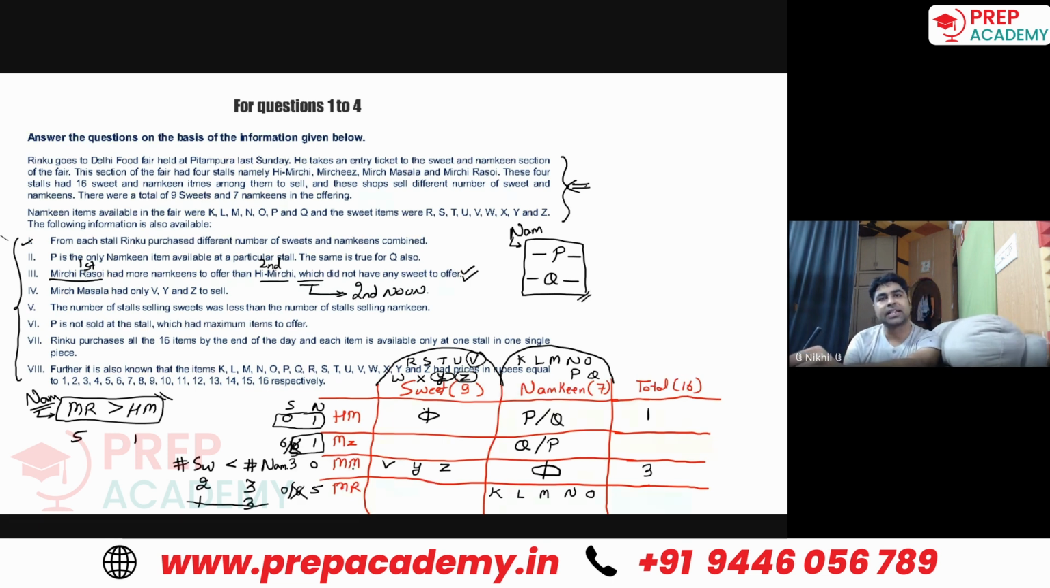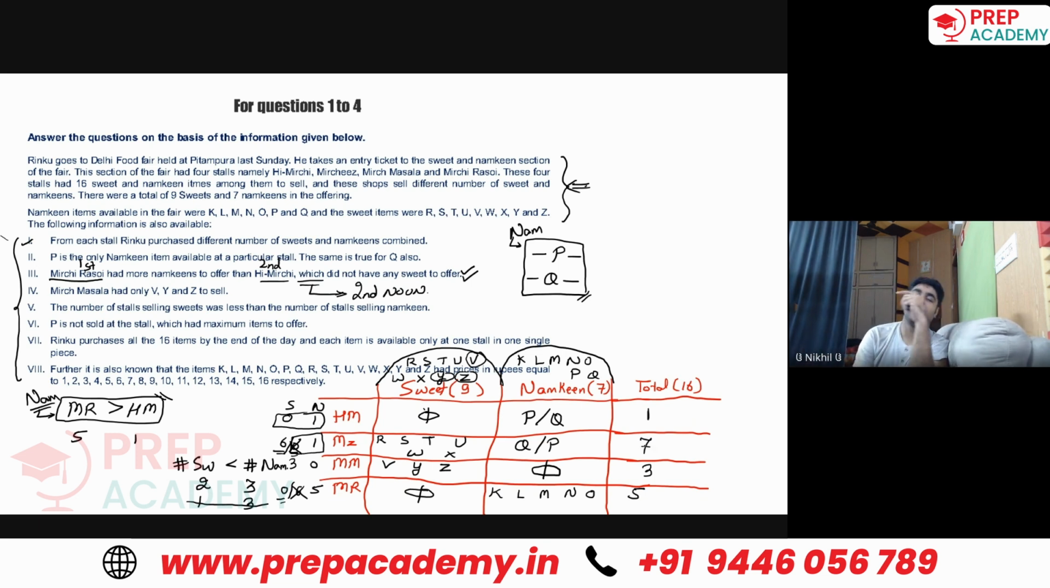So what will be the case? That this stall will have 0 items to offer as far as sweet items are concerned. So the number of items sold here would be 5 in totality. And this stall will have all the other 6 items to offer, which are R, S, T, U, W, and X. Right? So 6 items here and 1 item here, so 7 items here.